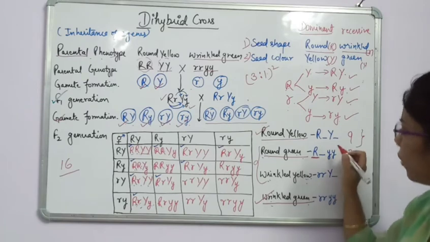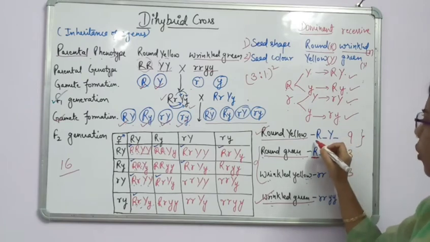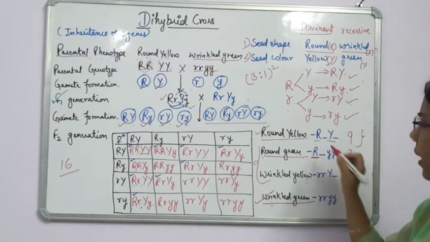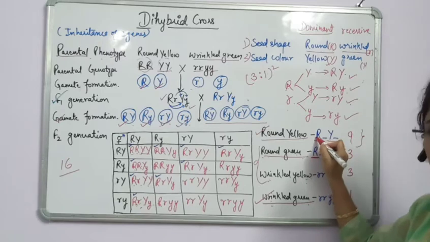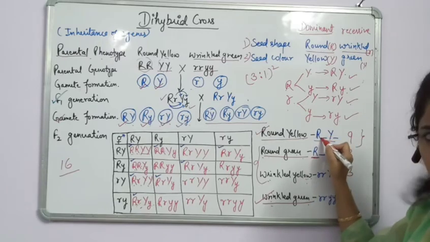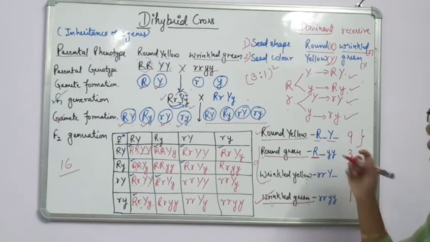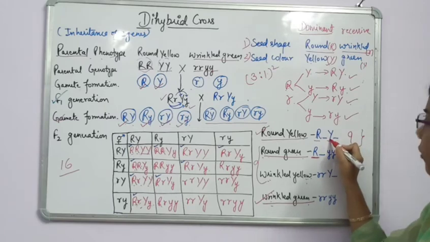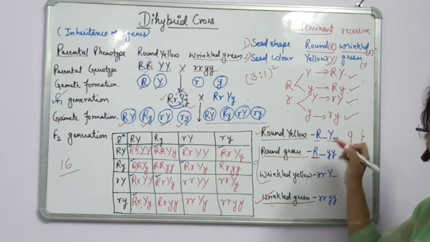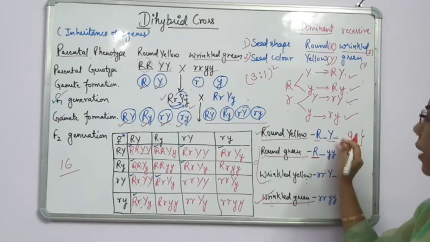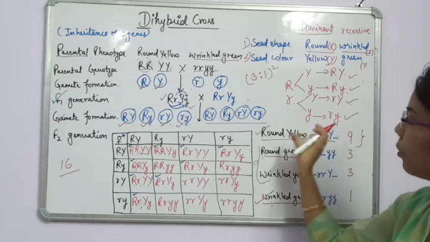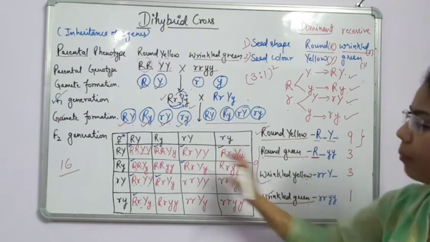Okay, so here if you will see, what is the meaning of capital R, capital Y? It shows that R can combine with capital R or it can combine with small r. Here also capital Y can combine with capital Y or with the small y. Both will show which type of phenotype? Round yellow, which is happening here.